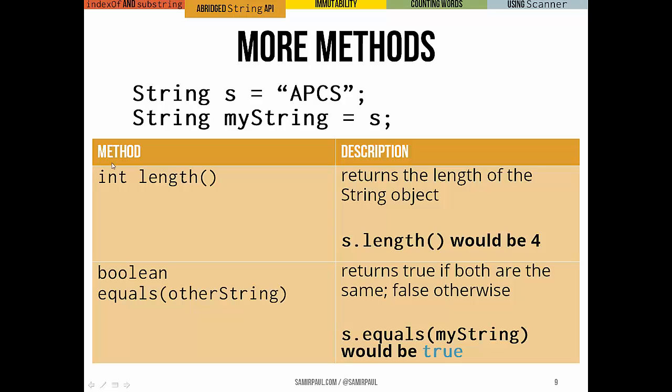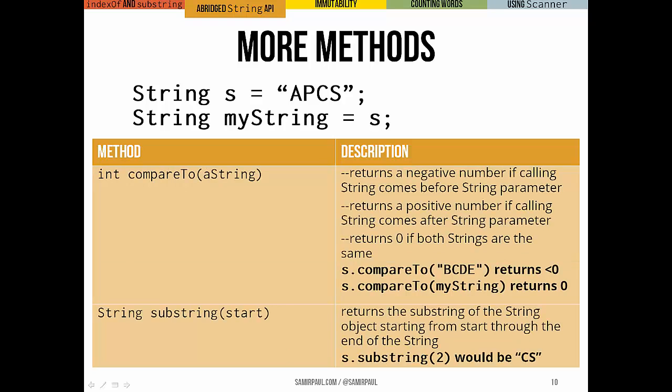So length actually just returns the length of the string. I believe we've used that already. Equals compares two strings, this string and the other string that we pass. And it will return true if they have the same value and false otherwise.